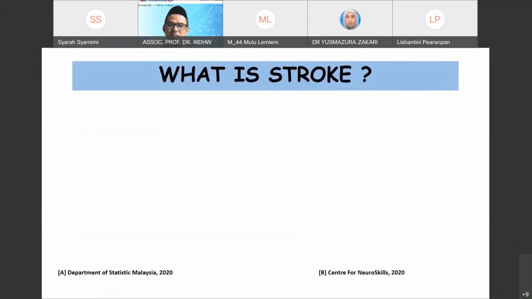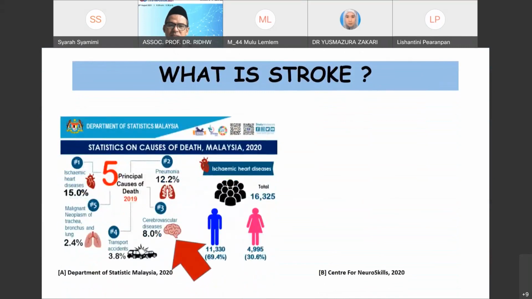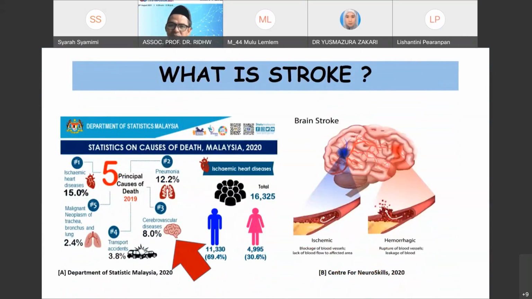Introduction. What is stroke? According to statistical analysis in 2020, cerebrovascular disease such as stroke is placed as one of the top 3 major causes of death in Malaysia. Stroke is divided into 2 major groups, ischemic and hemorrhagic. In my study, I focus on ischemic stroke, since it is reported that most cases of stroke are ischemic.